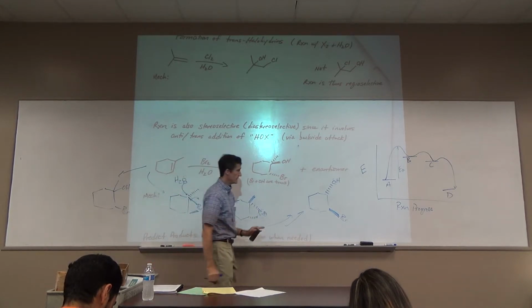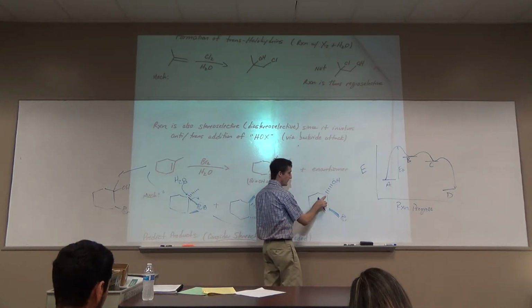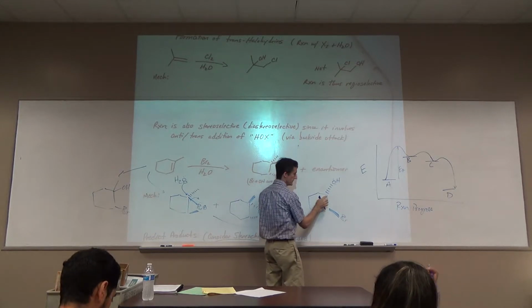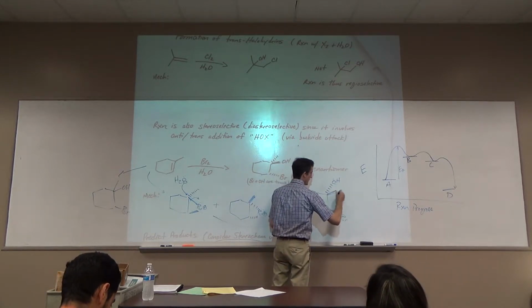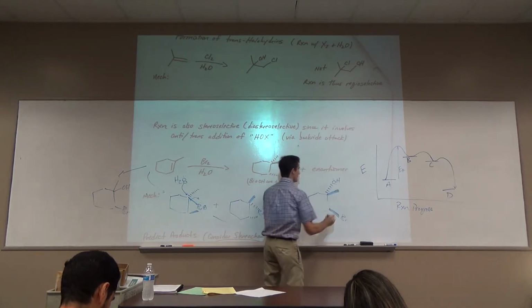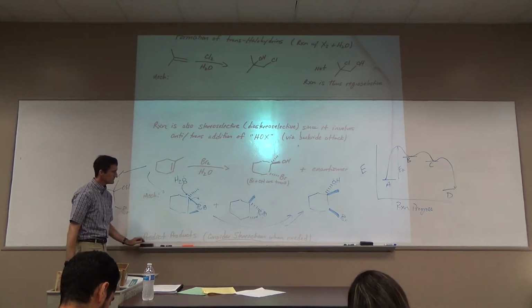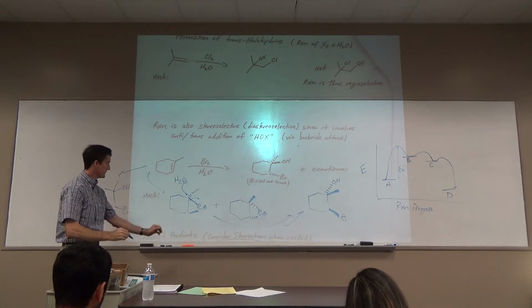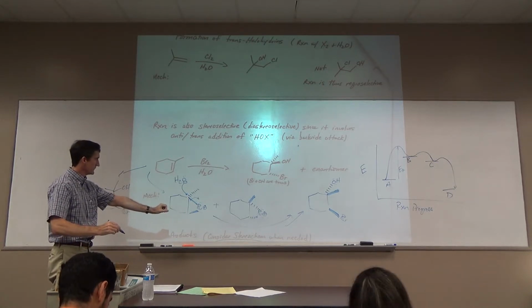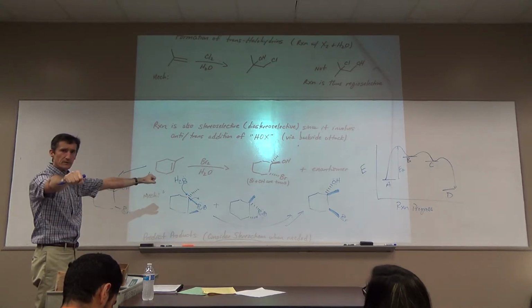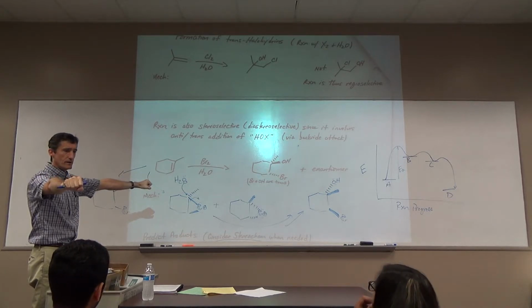I skipped the intermediate, right? By default, the methyl is now what? The methyl is now forward. By default, but also what happens is the methyl is back, the bromine is forward. Okay?